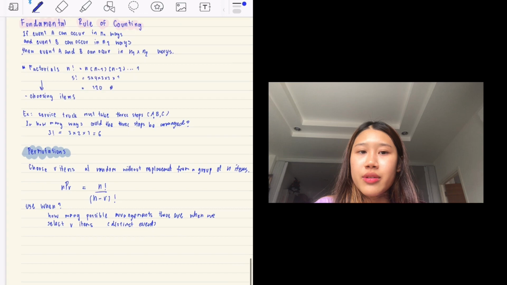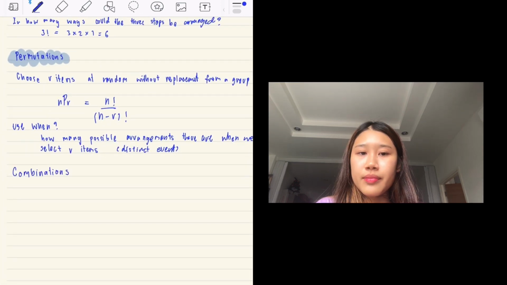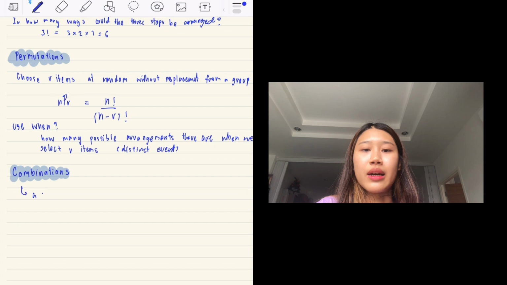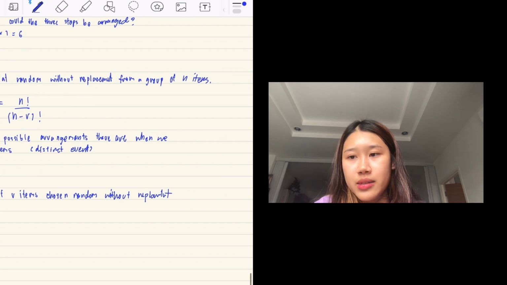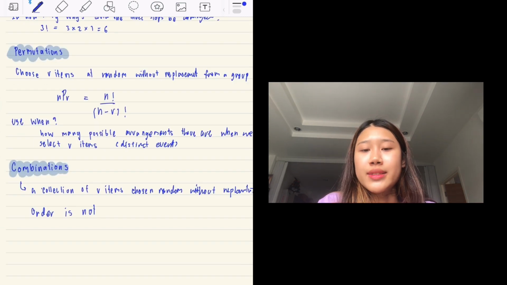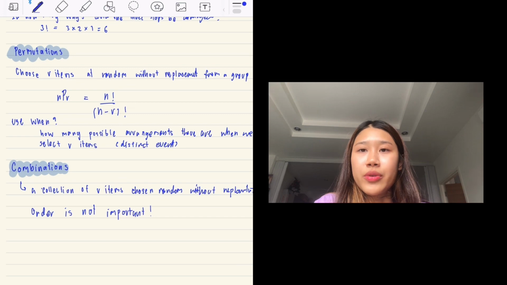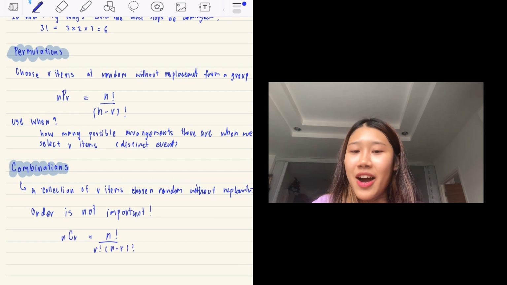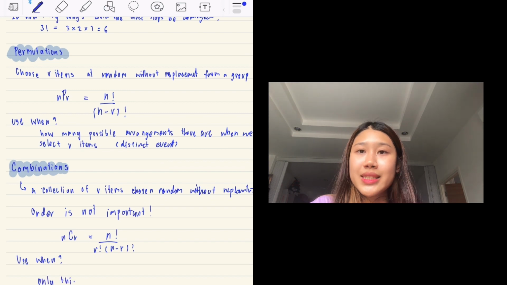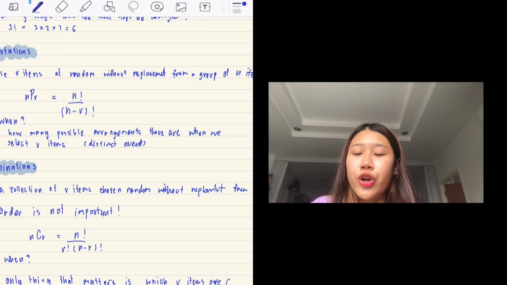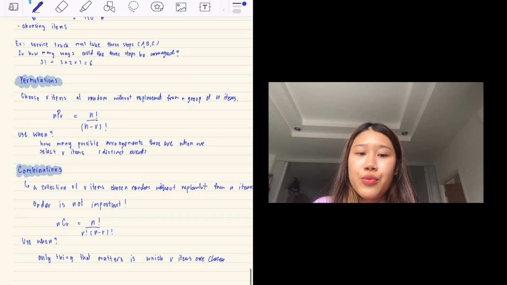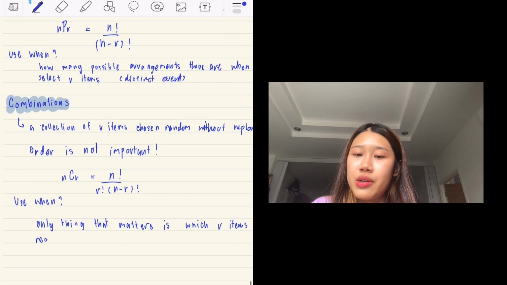Apart from permutation, there are combinations. We use combinations for a collection of r items chosen at random without replacement from n items. Order is not important in this case, so it can be written as nCr equals n factorial divided by r factorial times n minus r factorial. Only what matters is which r items are chosen, regardless of how they are arranged.